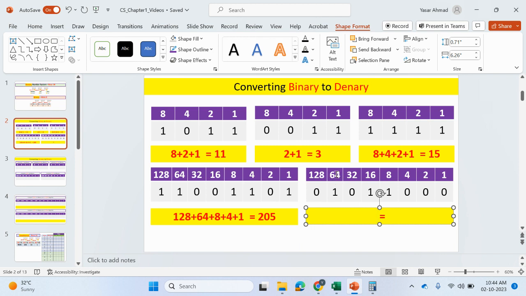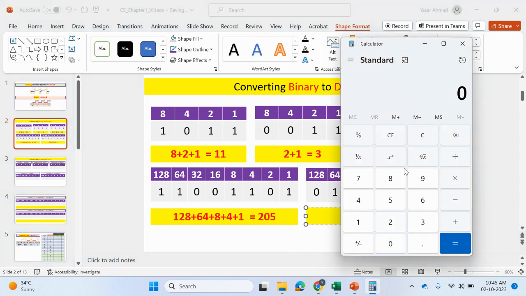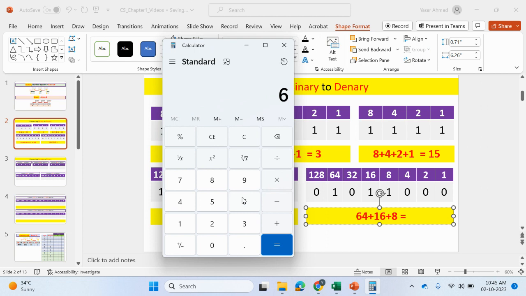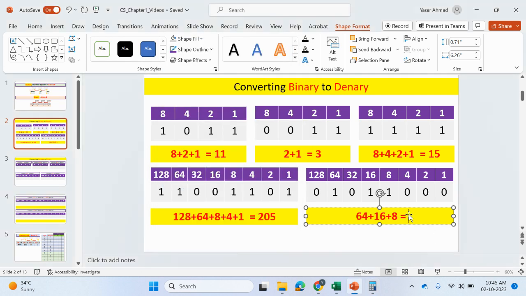So let's look at this one here. We need to add 64 plus 16 plus 8. Let me just use the calculator again. So 64 plus 16 plus 8 is 88. Just to confirm, we've converted these binary values to denary. So that's the easy part.